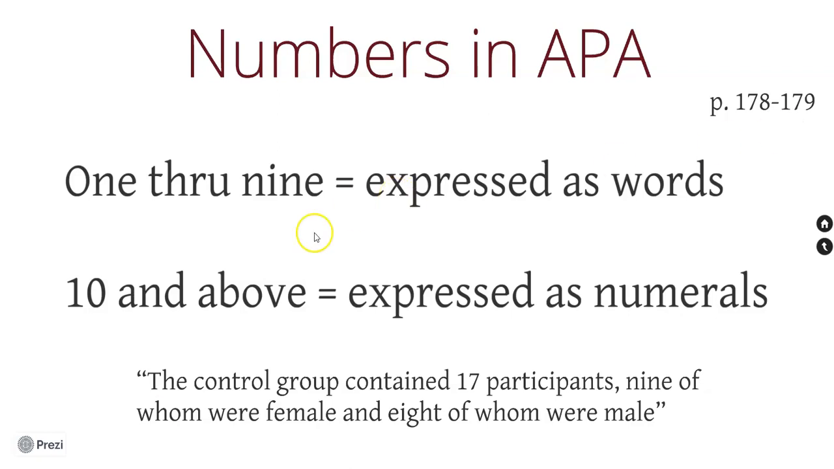So for example, we have the control group contains 17 participants. Since 17 is 10 and above, it's numeric. 9 of whom were female and 8 of whom were male. Since these are below 10, they're going to be expressed as words. So 1 through 9, words; 10 and above, expressed as numerals.